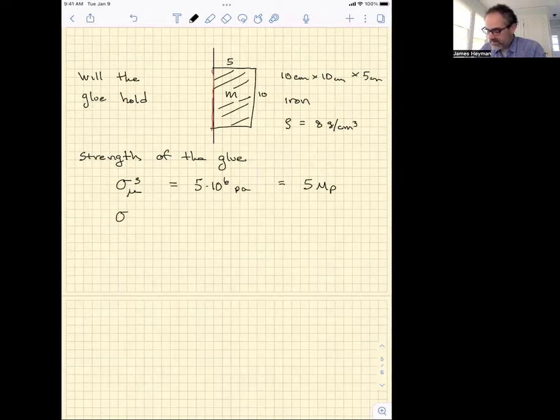By the way, epoxy can also support tensile stress. If you glue two things together, it's hard to pull them apart. And the typical strength of an epoxy is much higher. It's 40 megapascals.